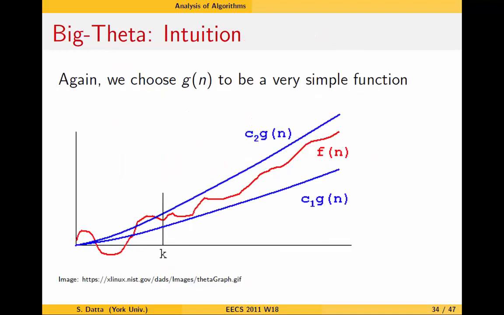Pictorially, this is how it should look. There is some threshold here. Again, he calls it k, I call it n sub 0. To the right of n sub 0, the function g multiplied by a bigger constant is this upper blue curve, multiplied by a smaller constant is this lower blue curve, and the red line always stays between the two blue curves.